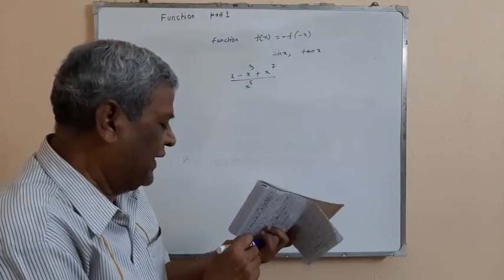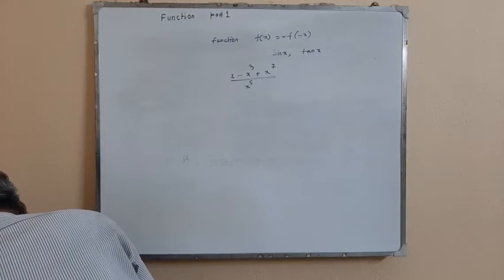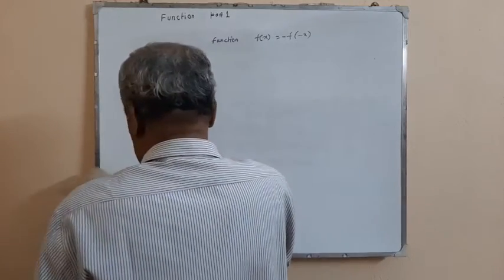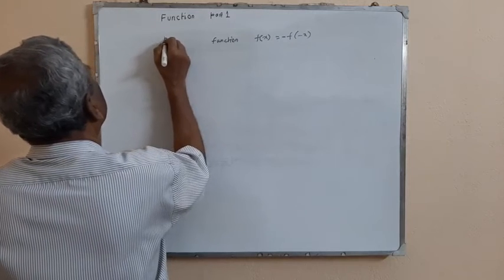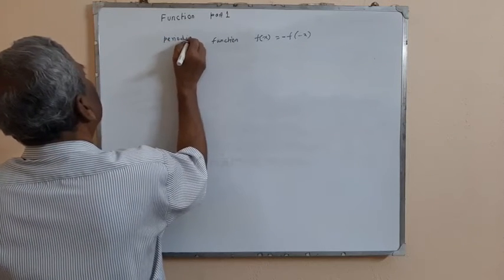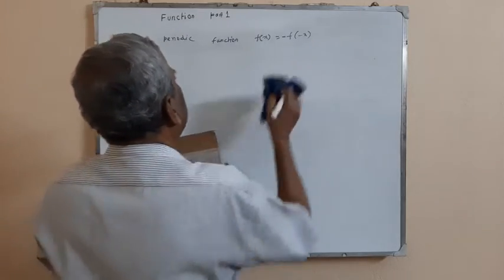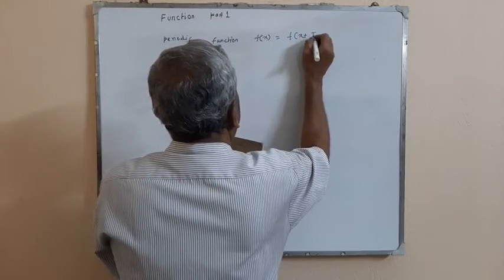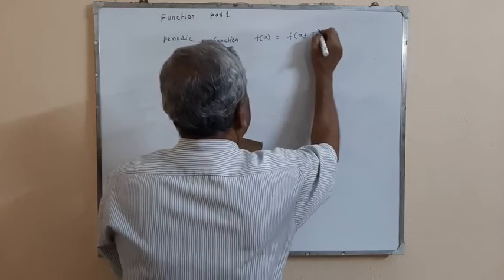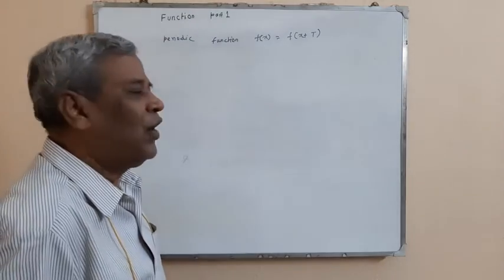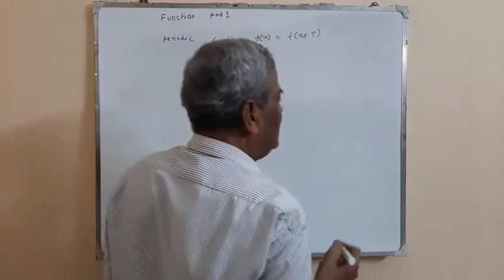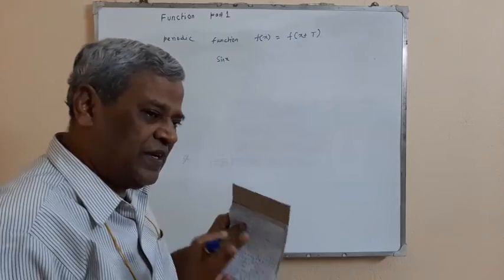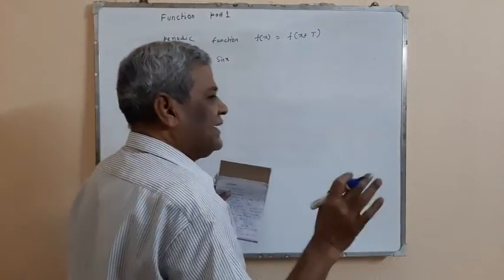Next, periodic function. If a function is such that f(x) is equal to f(x + T) for the least value of T, then it is called a periodic function and its period is that T. For example, sin x, cos x, all trigonometric functions are periodic. Sin x, cos x, tan x, etc.